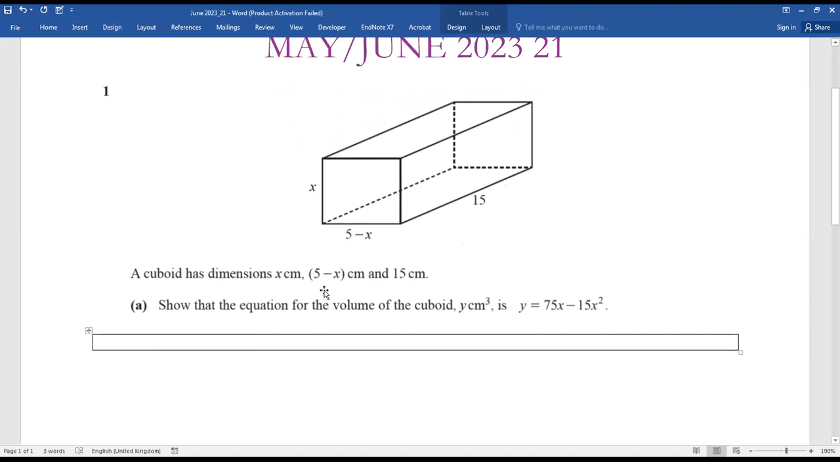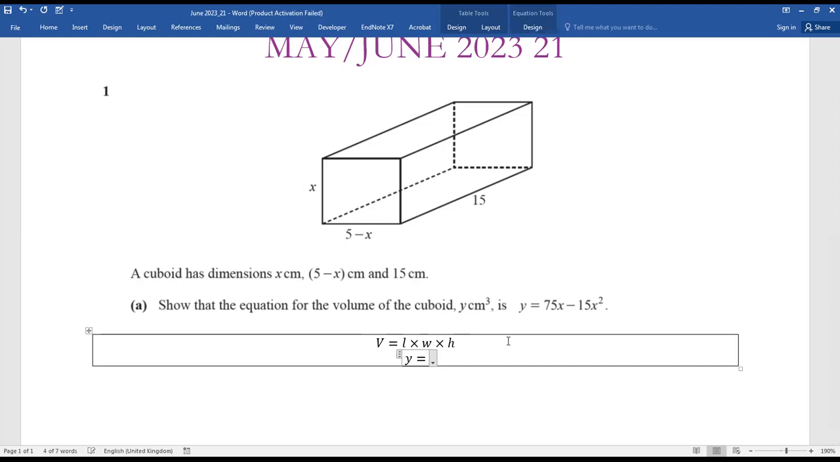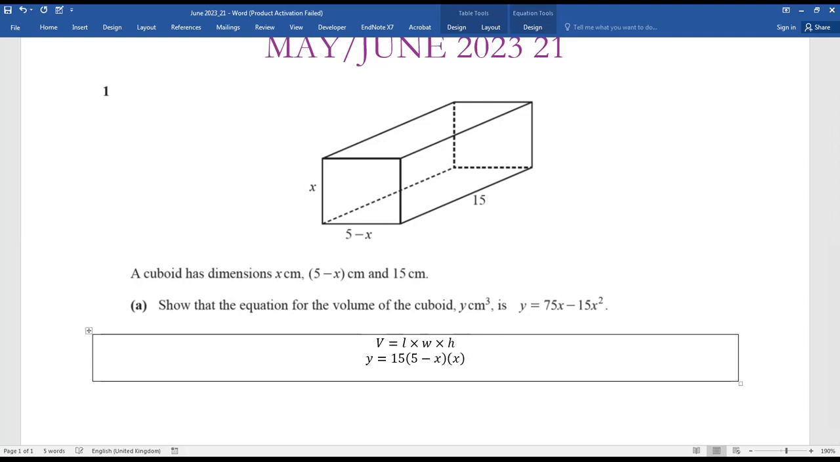A cuboid has dimensions x, 5 minus x and 15. Show that the volume of the cuboid, which is y, is this. So if I were to find the volume of a cuboid, it is length into width into height. The volume is represented by the variable v. The length is x. The width, I can say that the length is 15. The width is 5 minus x. And the height is x.